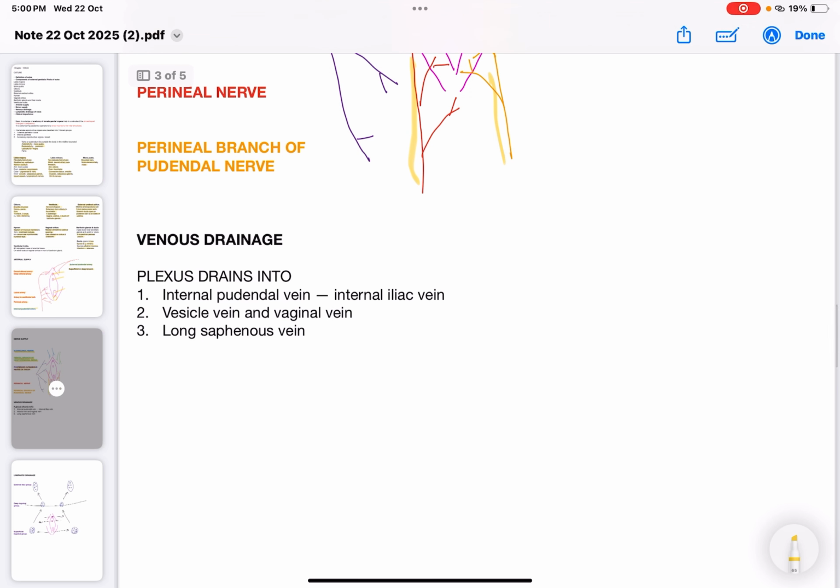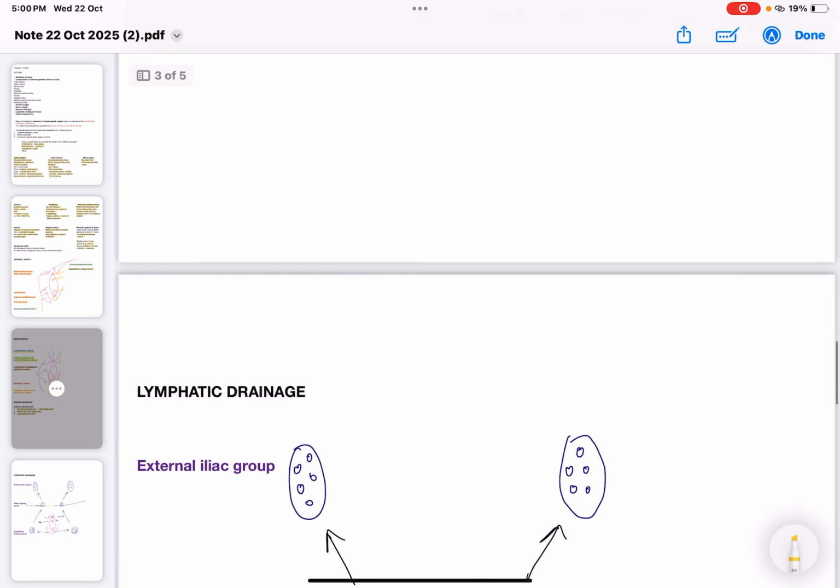Then venous drainage, plexus drains into the internal pudendal vein, which ultimately drains into the internal iliac vein. Vesical vein, vaginal vein, and long saphenous veins, they all contribute to the venous drainage of vulva.